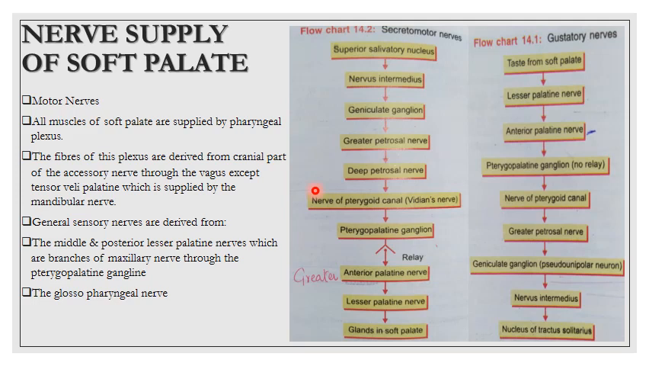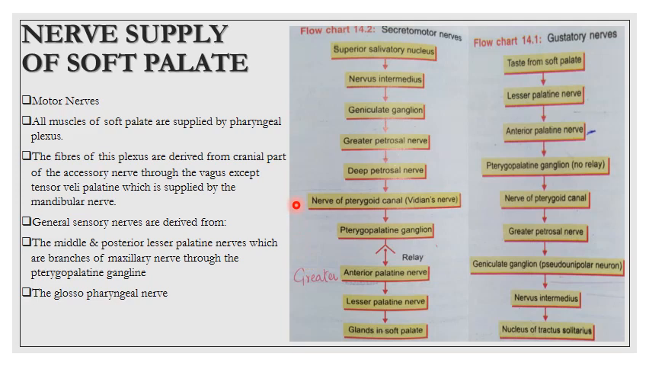Now the nerve supply of the soft palate. Motor supply, we already discussed that all muscles of the soft palate are supplied by the pharyngeal plexus, and the fibers of this plexus are derived from the cranial part of accessory nerve through the vagus, except tensor veli palatini, which is supplied by the mandibular nerve. General sensory nerves are derived from the middle and posterior lesser palatine nerves, which are the branch of maxillary nerve through the pterygopalatine ganglion. The glossopharyngeal nerve supplies the posterior surface of the soft palate.